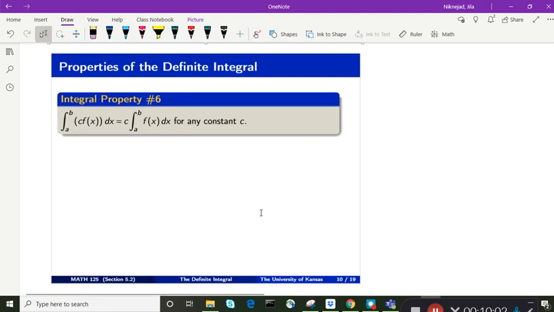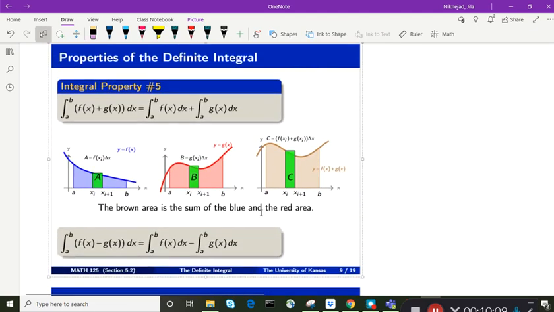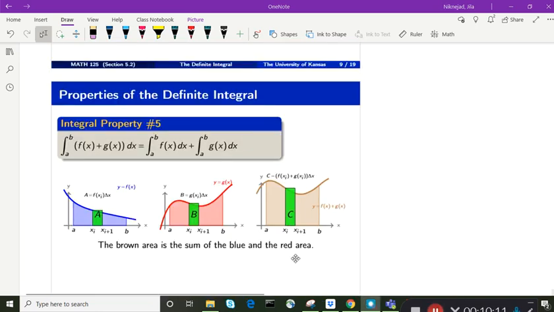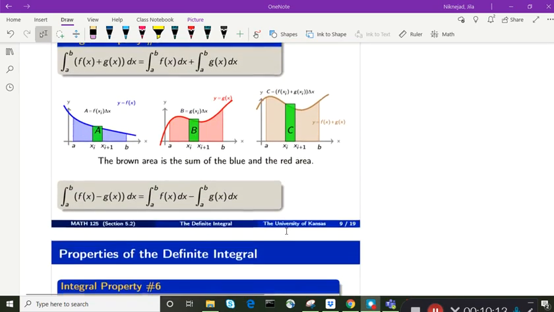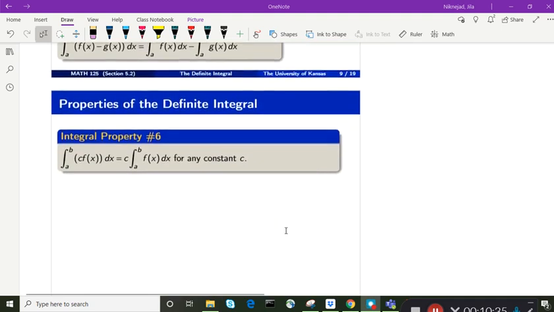Now, oh no, that one was just that one. Now, there's another property that is a direct consequence of property number 5, and that's the integral from A to B of f of x minus g of x dx is equal to the integral from A to B of f of x dx minus the integral from A to B of g of x dx.